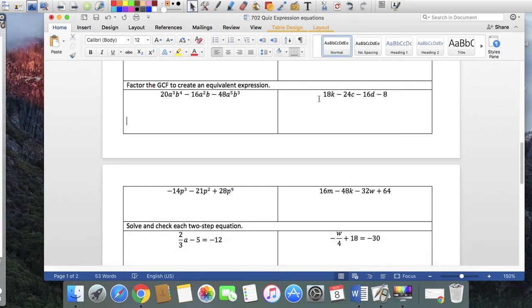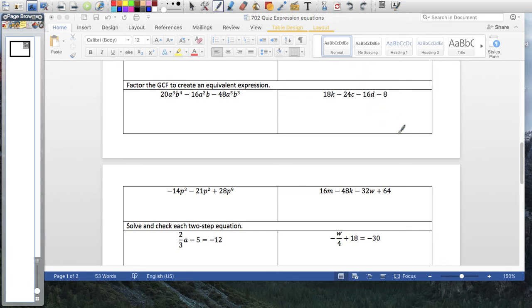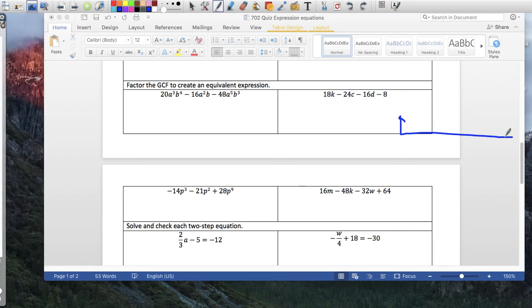So this one, let me do this one. Do you really want to use a ladder method? Yes, you should, just because it makes life so much easier. So 18k minus 24c minus 16d minus 8. I'm going to use the highest number possible. In this case, it's 2. Dividing by 2 gives 9k minus 12c minus 8d minus 4.